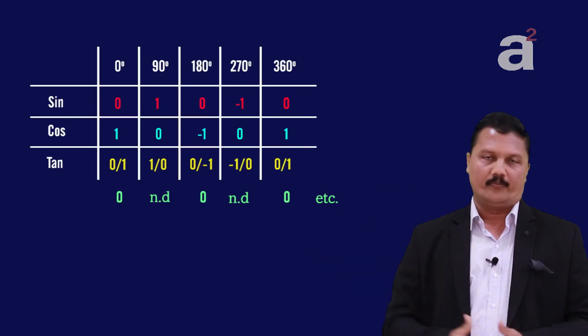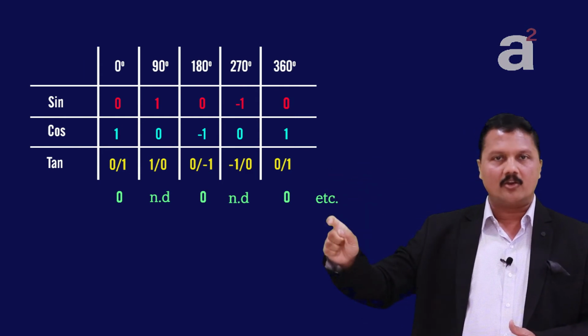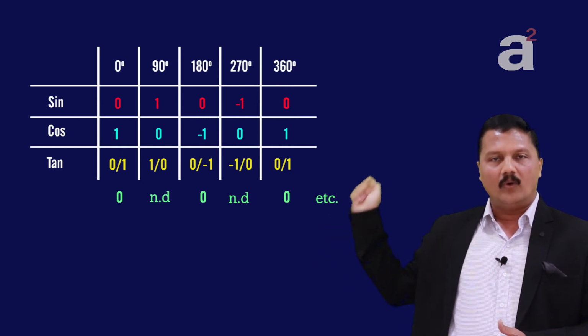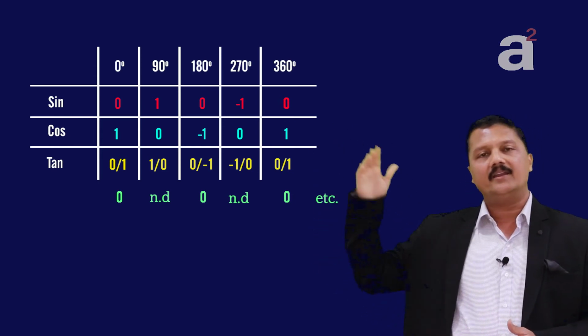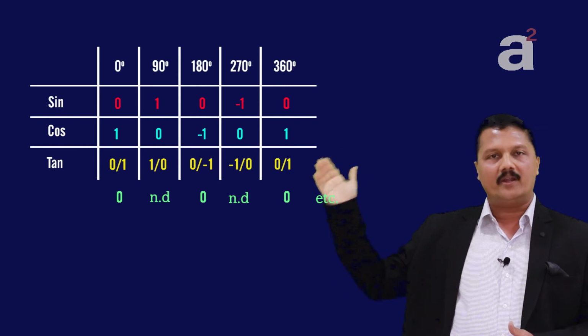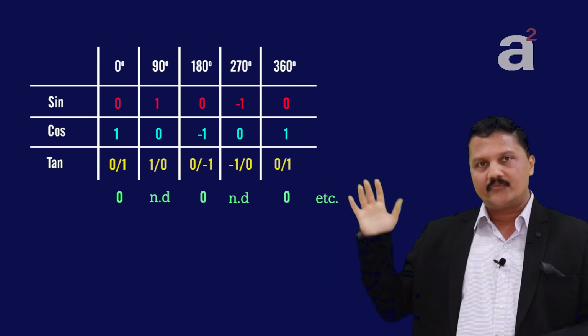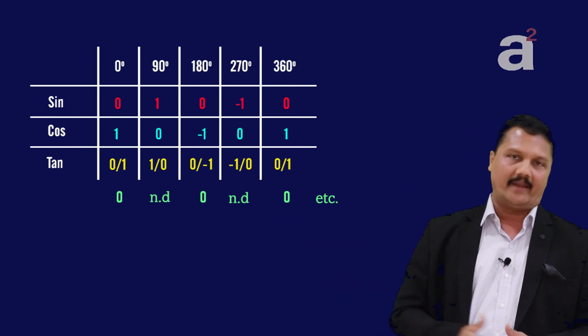Let's start from 0. So we write the values of sine: 0, 1, 0, minus 1, 0, 1, 0, minus 1, etc. That means sine 0 is 0, sine 90 is 1, sine 180 is 0, sine 270 is minus 1, it goes on. Left hand side also, for negative values also, it is going on in the same pattern.